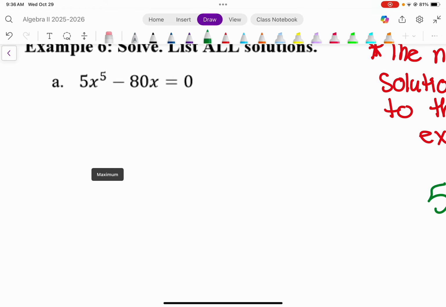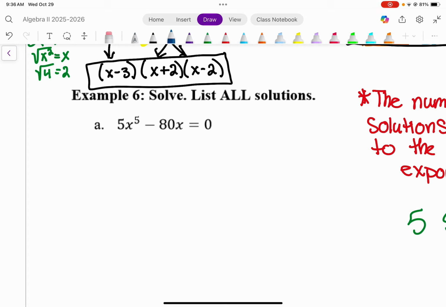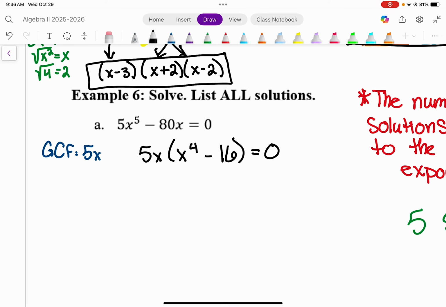We're going to solve these by factoring. You're always going to check for your GCF when you factor. This one, our GCF is a 5x. That would leave us with x to the power of 4 minus, and 80 divided by 5, that would be 16 equals 0.